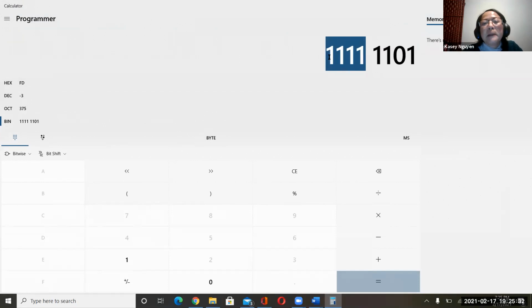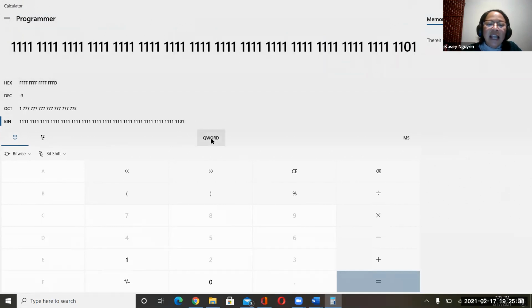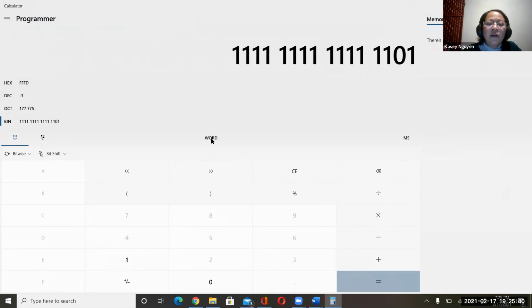Any questions? Okay, so now you can see how that works. You can always change the length of that word, double word. And this is Microsoft, so it treats the word as 16-bit. And for my assembly students, you're going to learn about word sizes and such.